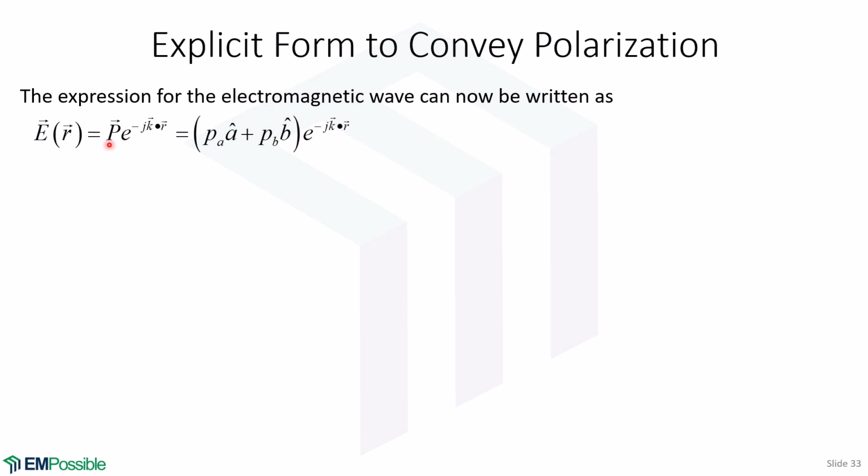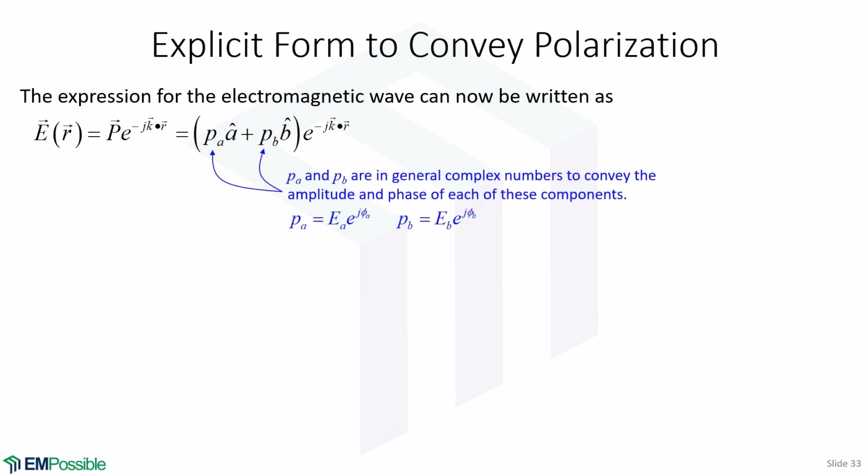Well, we've already said this polarization vector has to be in a plane perpendicular to K, and we've chosen two orthogonal directions, A and B, to describe that. So this polarization vector is that weighted sum of A and B, where we have these two complex numbers, PA and PB, which describe an amplitude and a phase. So we can expand PA as a real valued amplitude and a phase, and similar with PB, a real valued amplitude and a phase. They each have their own amplitudes and phase.